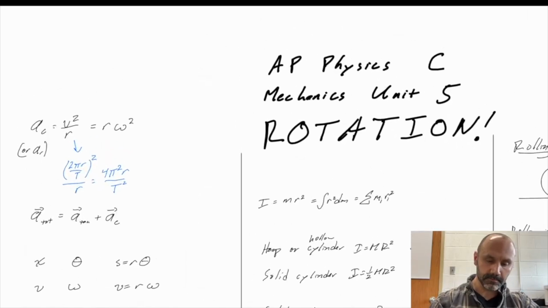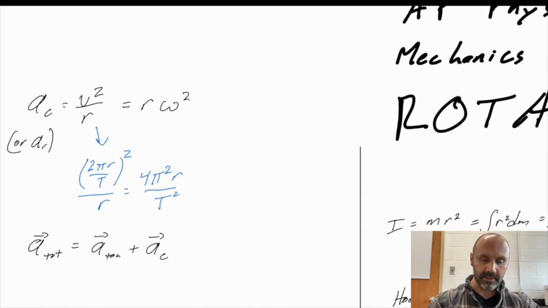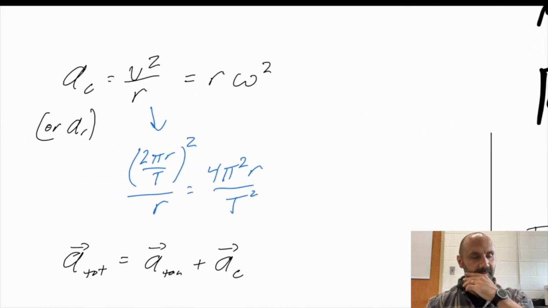Okay, today we get to rotation. Rotation is like the big thing, and it's tough, right? Because what it does is it pulls together everything you've learned, except now it's spinning, and it's in Greek. So let's jump in.